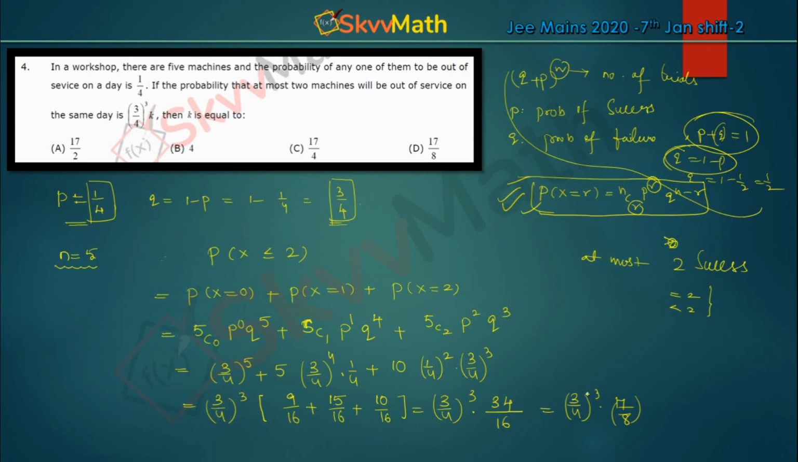So we got it in the form of 3 by 4 whole cube into k. What is the value of k? k is equal to 17 by 8. We can see that in option D. So it's a straightforward question.